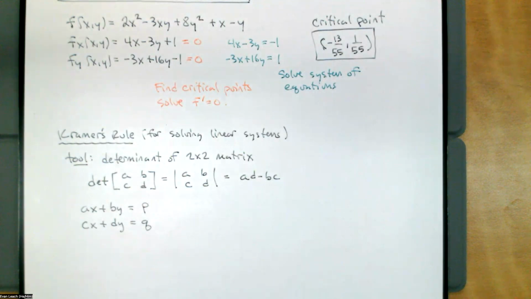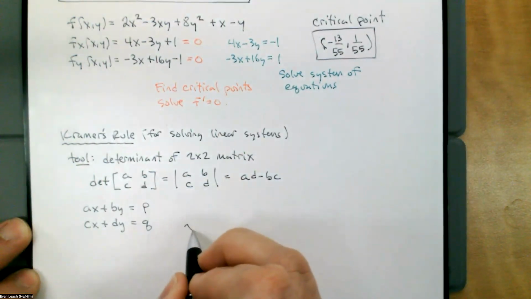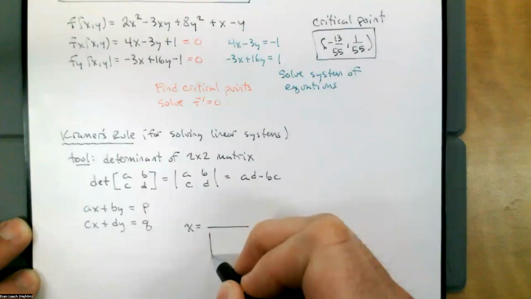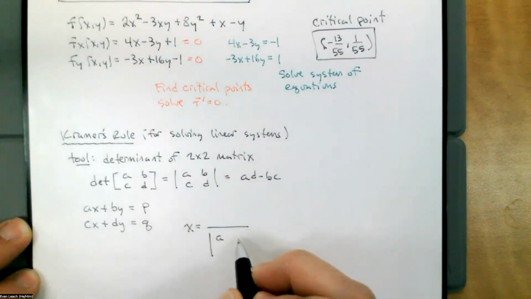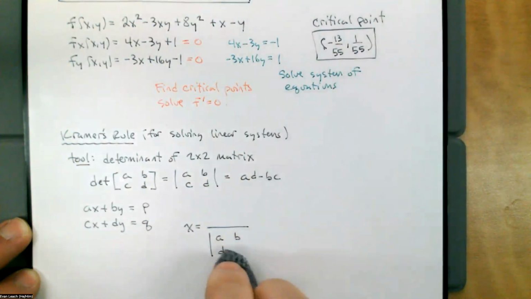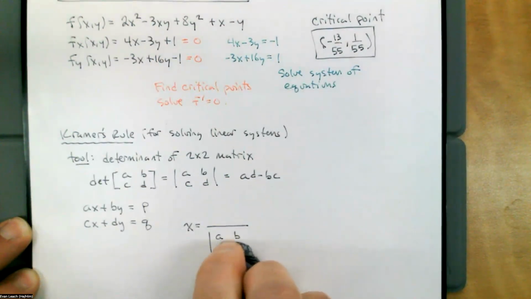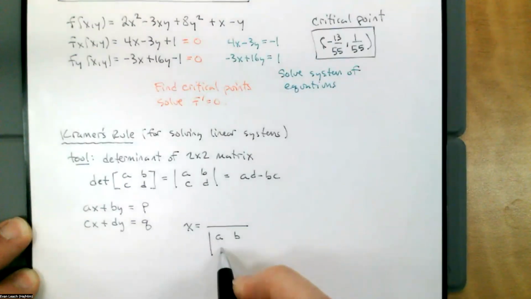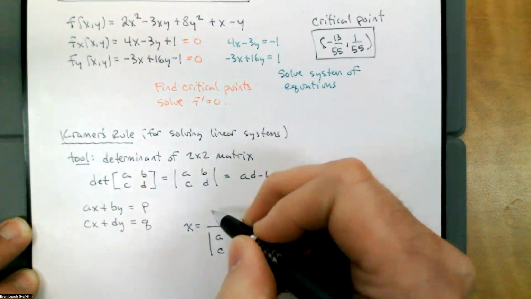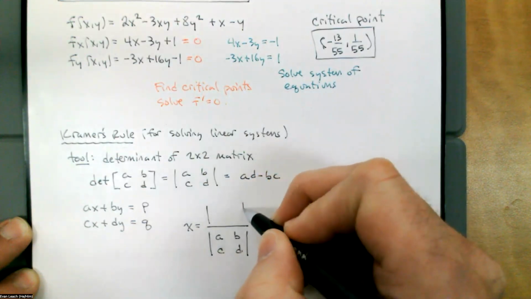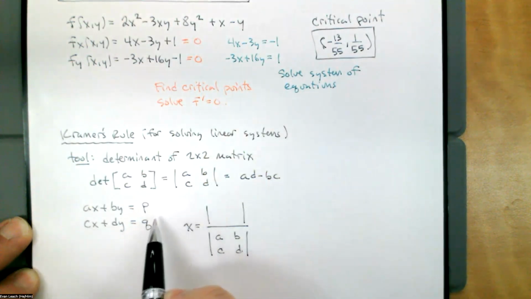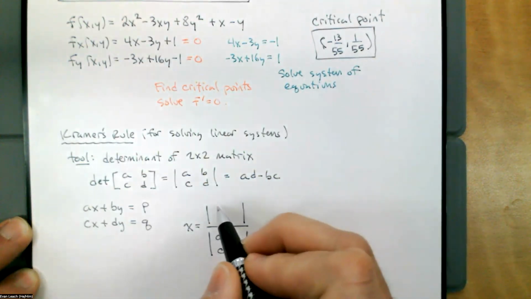So here's how to find X. X is going to be the ratio of a couple of determinants. In the denominator, you're going to do the determinant of the coefficient matrix. In the numerator, you're going to replace the X column with the constants and then calculate the determinant.